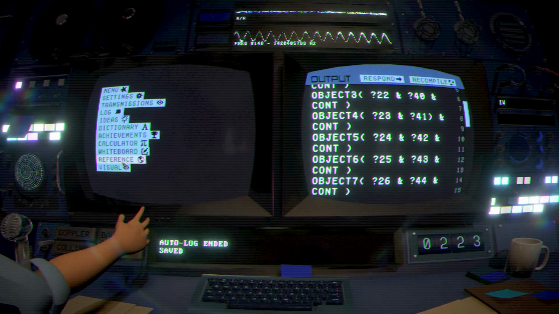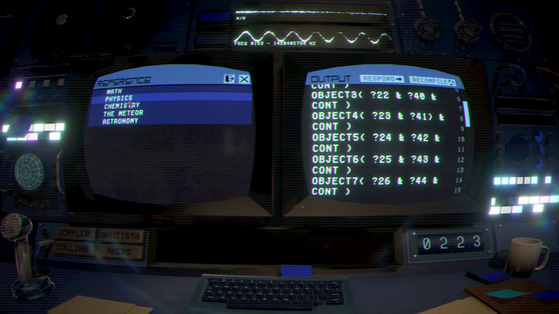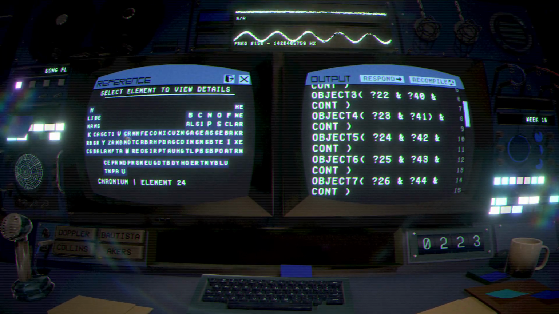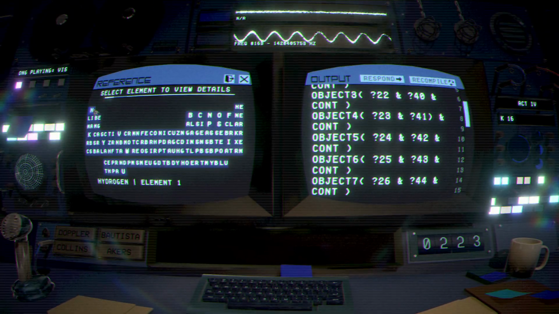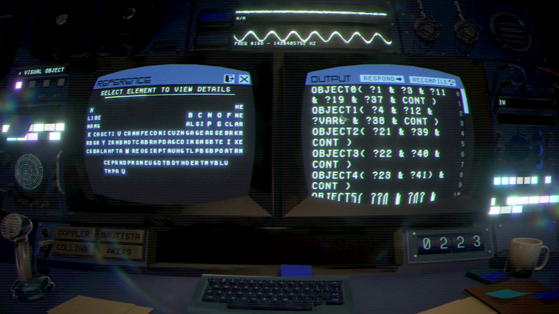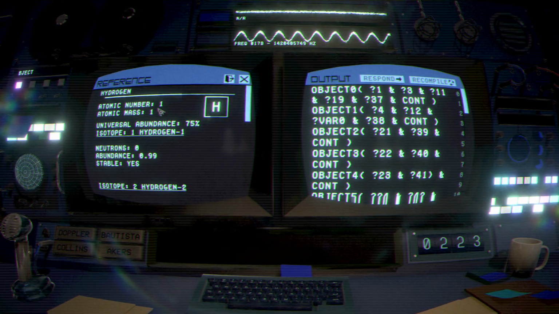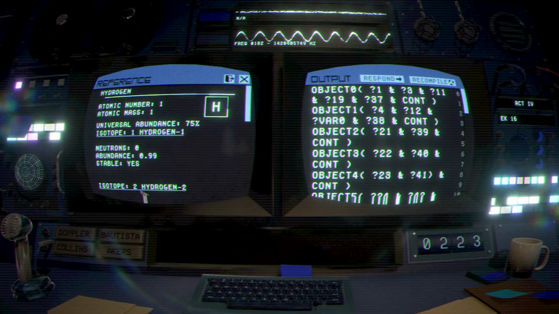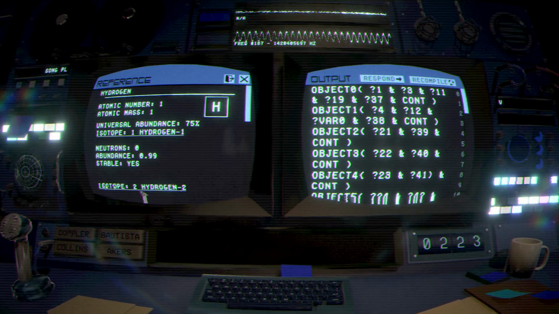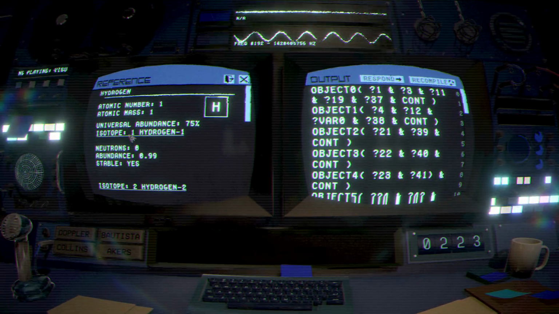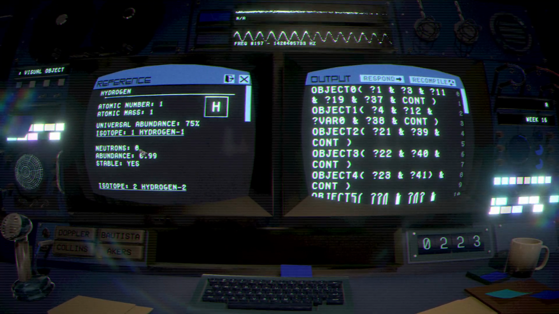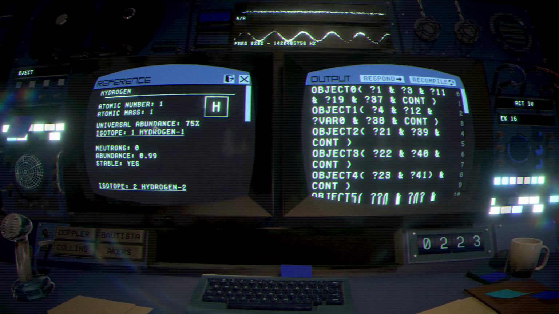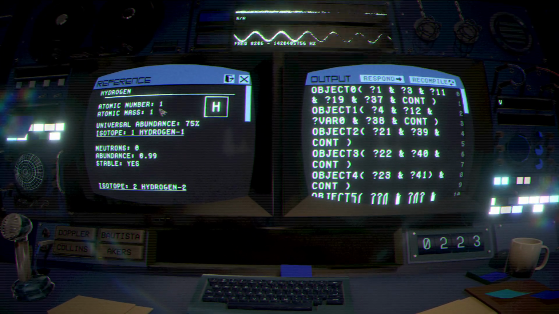I'm gonna peruse the reference tab. Am I stupid? Do we... Oh my goodness, we have a freaking periodic table. The big dummy Dumbo. Neutrons, 0. Atomic number and atomic mass.